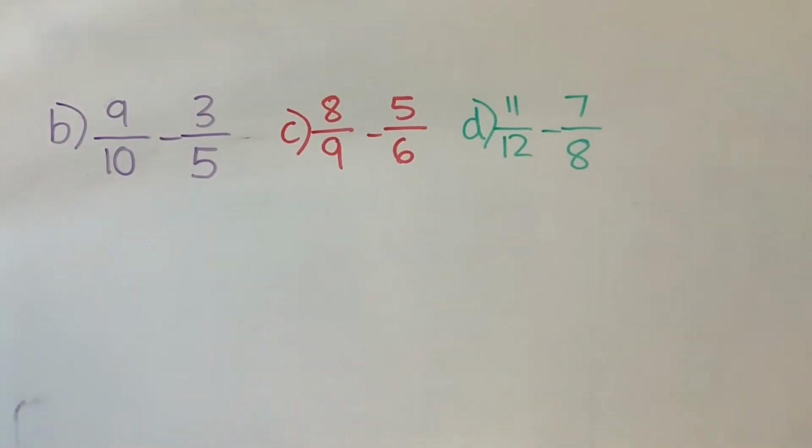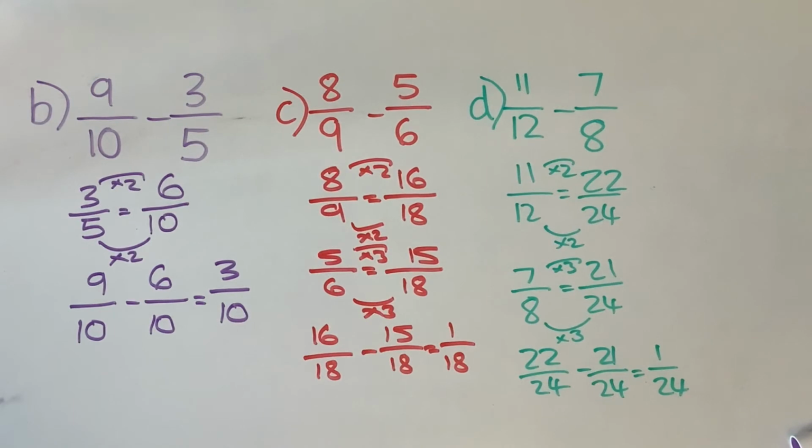What I'd like you to do now is pause the video and have a go at these 3 calculations, making sure first of all that you're converting the necessary fractions. Make sure you simplify your answers and then unpause the video for the answers. Okay, and here are the answers. So B, the answer was 3/10. C, the answer was 1/18, and D was 1/24. So hopefully you're feeling quite confident with those calculations.